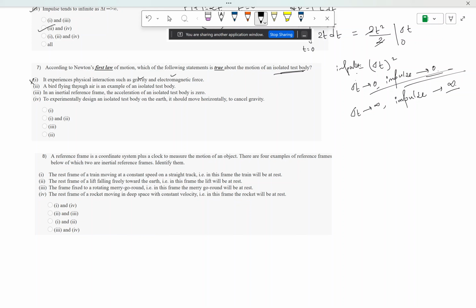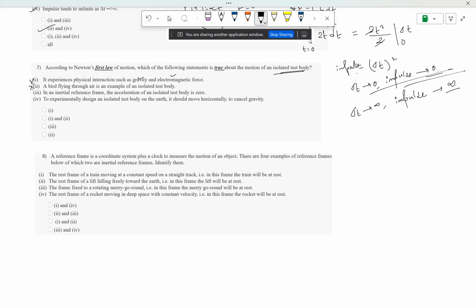Then, a bird flying through air is an example of an isolated test body. This is also not correct, because a bird flying through air will always have some drag force of air on it, and other forces too. Mostly from the air, forces will be applied on the bird, so it will not be an isolated body on which no force is applied from the environment. Then option number 3 is that in an inertial frame of reference, the acceleration of that isolated test body is 0.